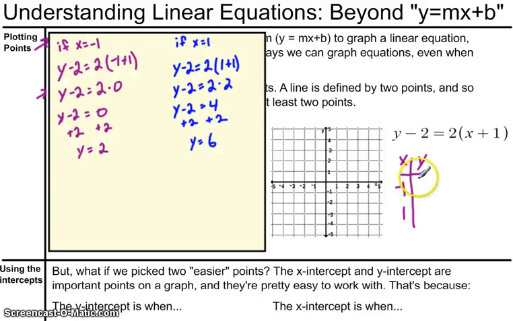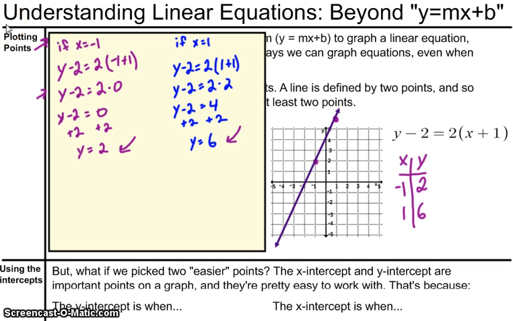Here are the answers. It turns out if x equals negative 1, y equals 2. And if x equals 1, y equals 6. So now I can plot those points, negative 1 comma 2 and 1 comma 6. Oh, we're off the graph a little bit here. And then I can draw my line.